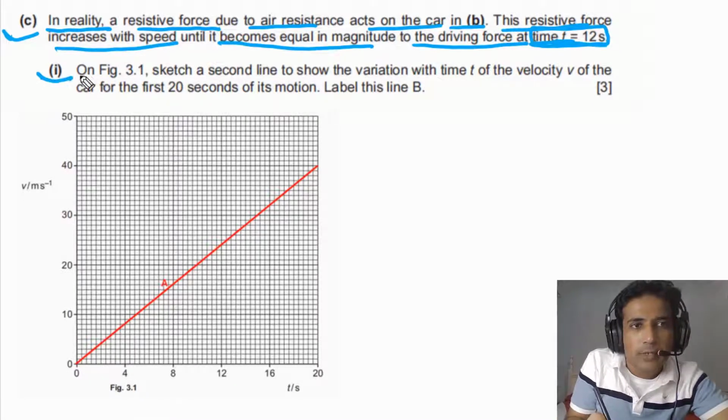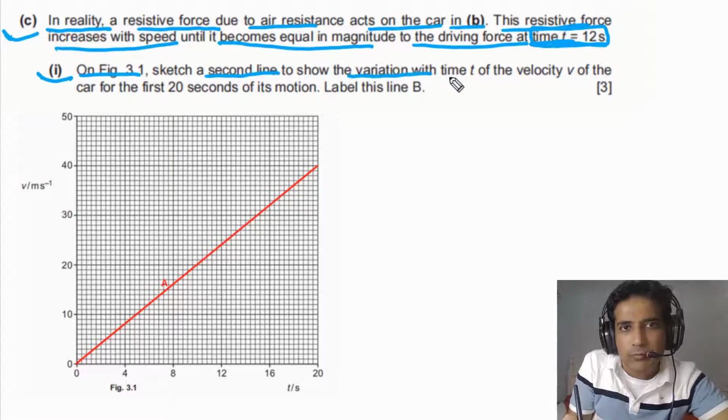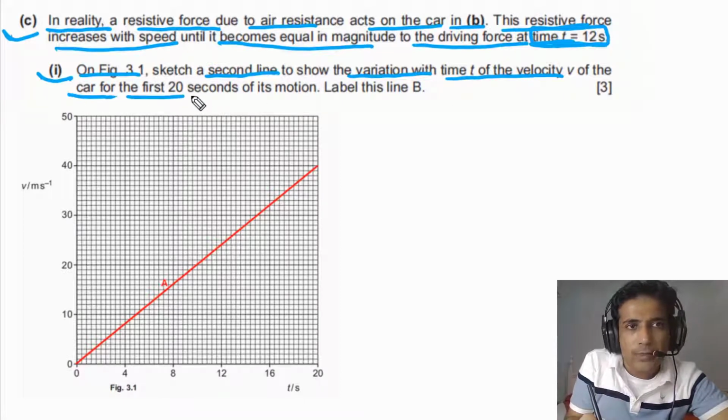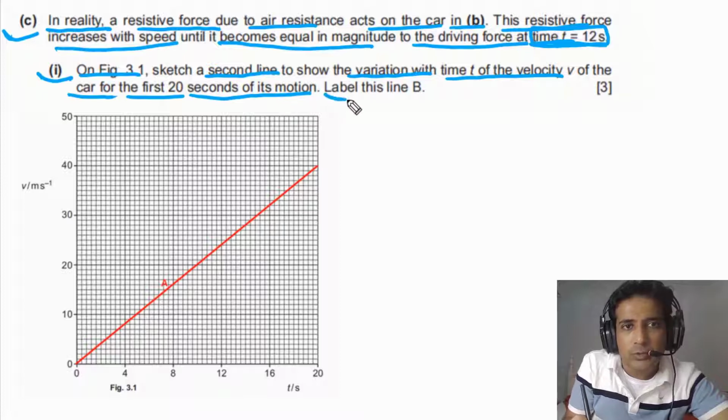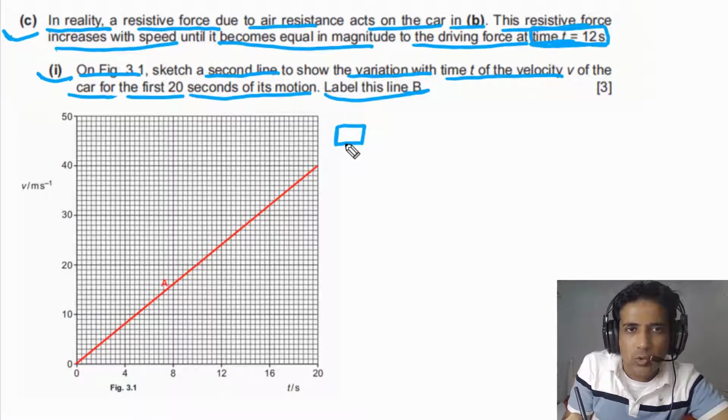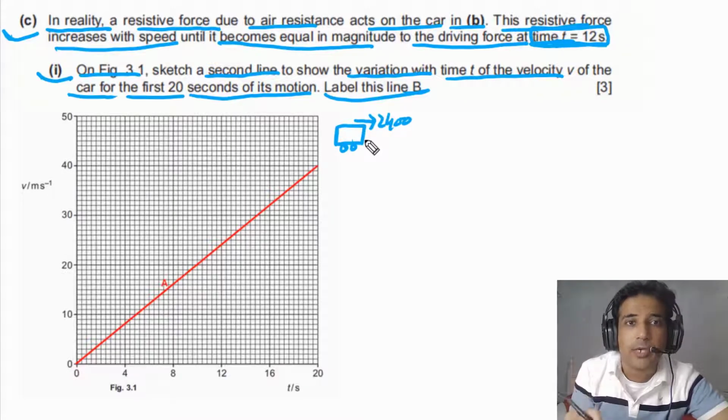For part C1, on figure 3.1, we need to sketch a second line to show the variation with time of the velocity v of the car for the first 20 seconds of its motion, and we need to label that line with letter V. First of all, let's sketch and try to understand what is happening. Initially, we have this car, and the only force acting on this car was 2400 newtons. So this was the force acting on the car, and this was the driving force.